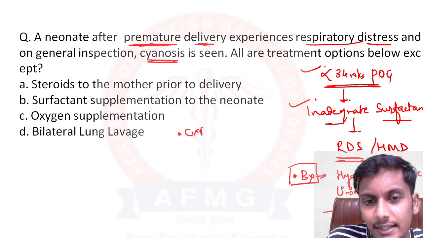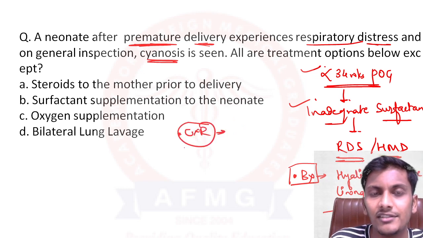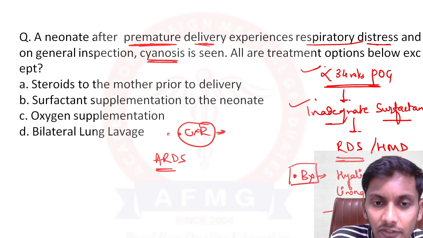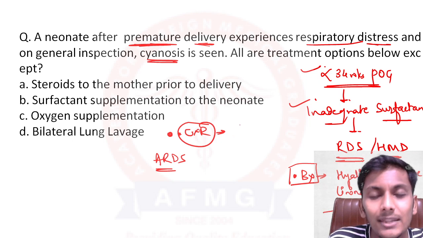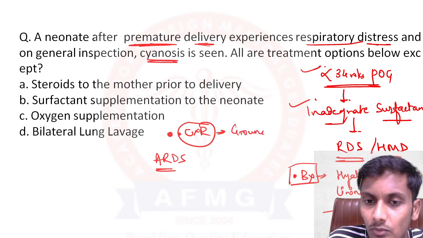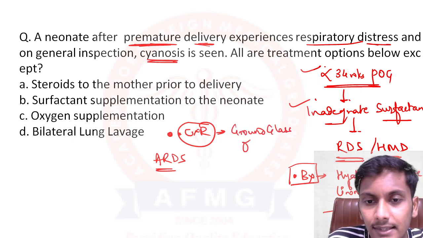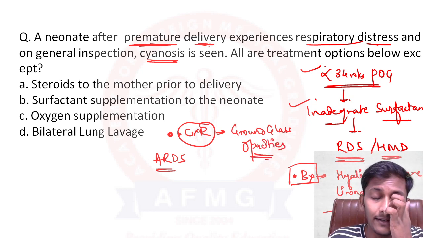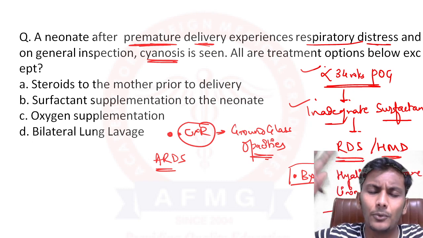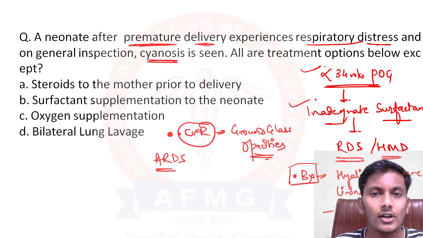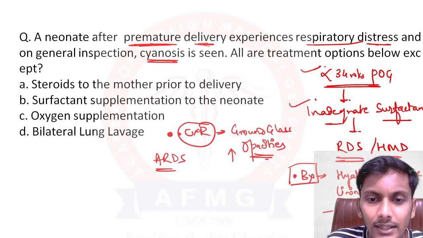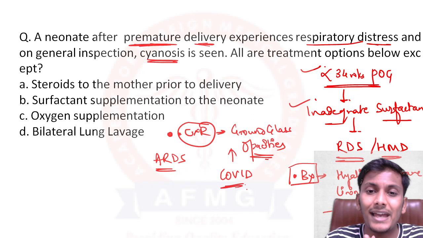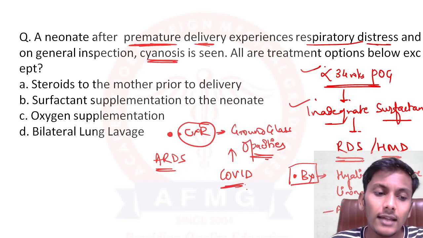What would be seen on a chest x-ray? So please remember, on a chest x-ray of respiratory distress syndrome or also ARDS, acute respiratory distress syndrome, the features would remain the same, and those are ground glass opacities. We can see white out lung, or ground glass opacities bilaterally in both the lungs. The whole lung looks whitish on chest x-rays of RDS or ARDS. They are also seen in cases of COVID-19. COVID-19 pneumonia would also manifest on chest x-ray as ground glass opacities.